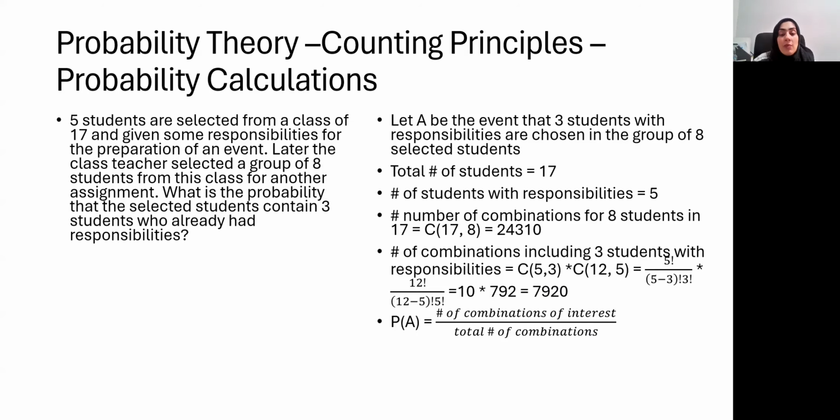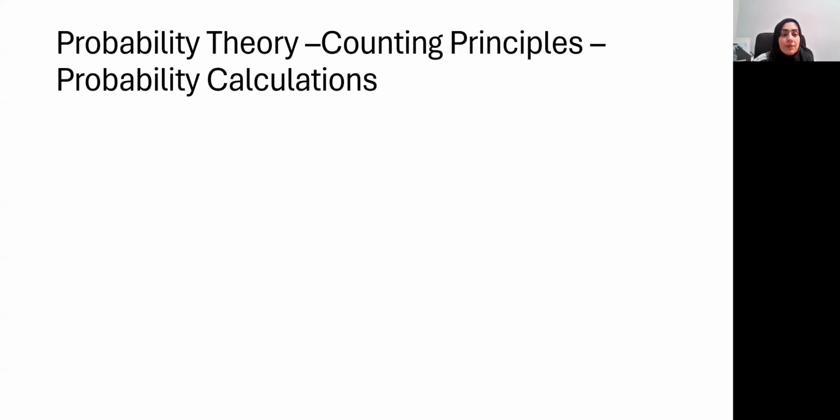And now to calculate the probabilities, we follow the classical way, which is the number of combinations of interest divided by the total number of combinations, and we get 7,920, which is the combinations of interest which fulfill the criteria asked, and 24,310, which is the total number of combinations with 8 students. It gives us 0.3258, which is a 32.58% chance that if an 8-member committee or group is selected from 17 students, it can have 3 members from the group which had responsibilities already given to them.